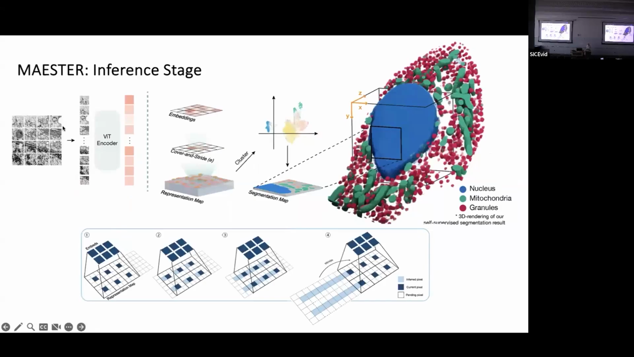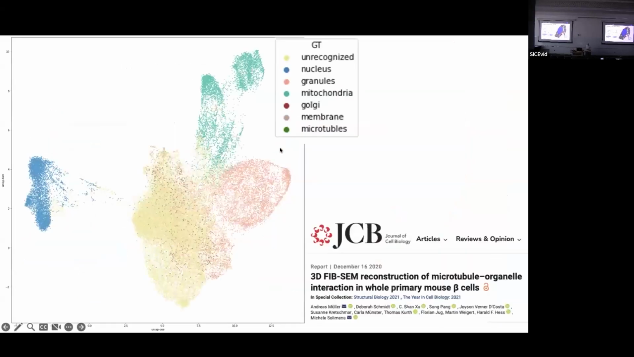So we take our images, we encode them into a number of dimensions that we choose, and that's called the embedding. So we embed the images into this high dimensional space, and then we can visualize that space as a UMAP, for instance. So I'm just going to go here.